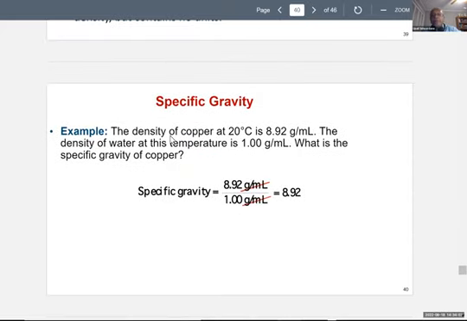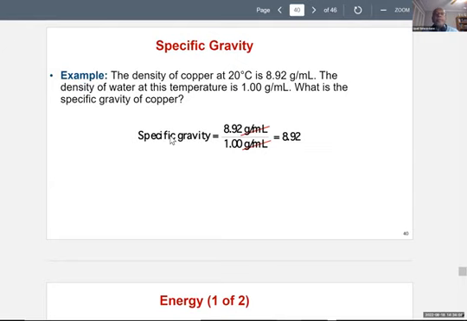How do you calculate specific gravity for copper? Its density is 8.92. Water is 1.0 grams per milliliter. So the answer is 8.92.